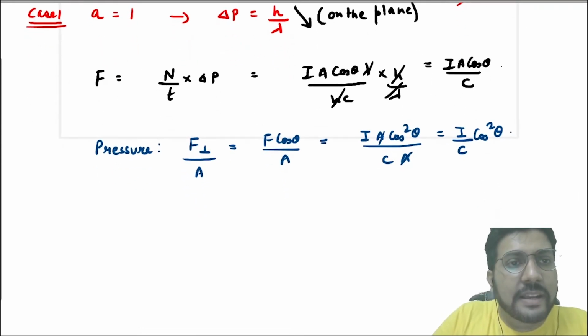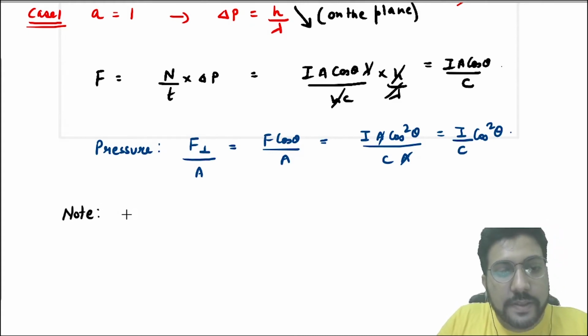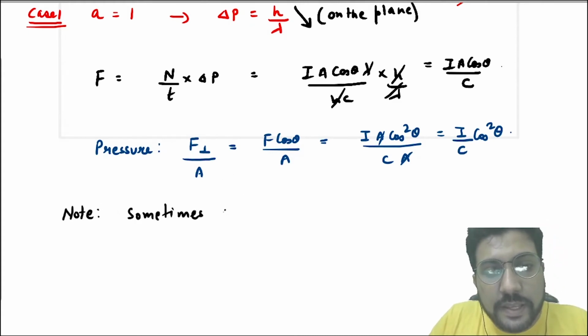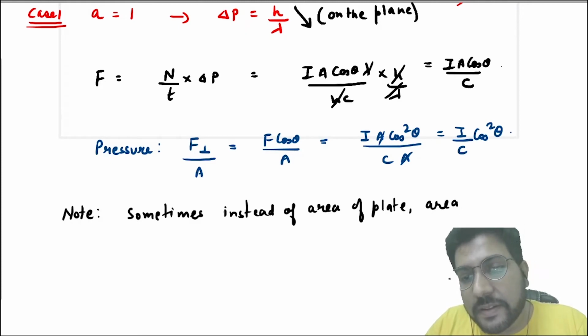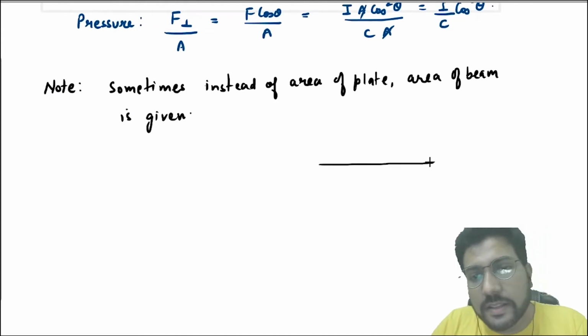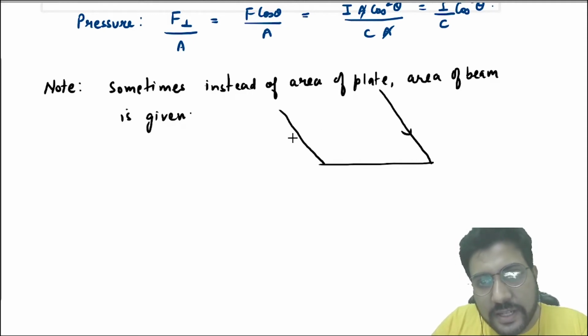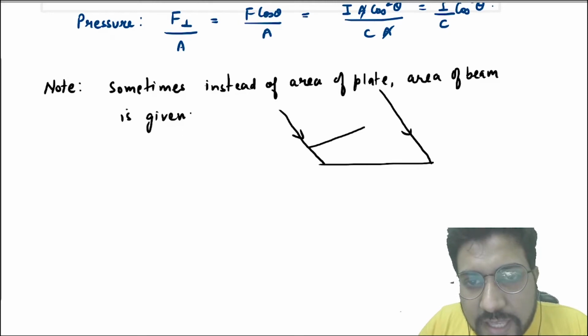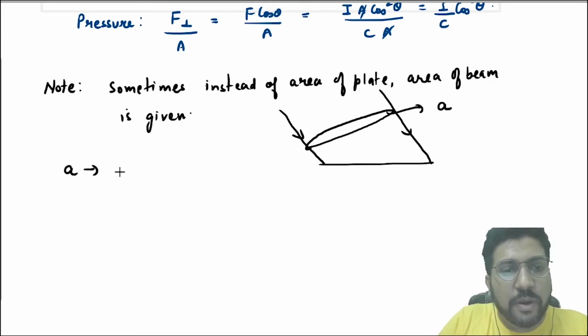Okay, now I'll write an important note here. Note, sometimes instead of area of plate, area of beam is given. That means what they're saying is, suppose this is the incident light which is falling, and they are saying that suppose small a is the area of the beam. Small a is the area of the beam.